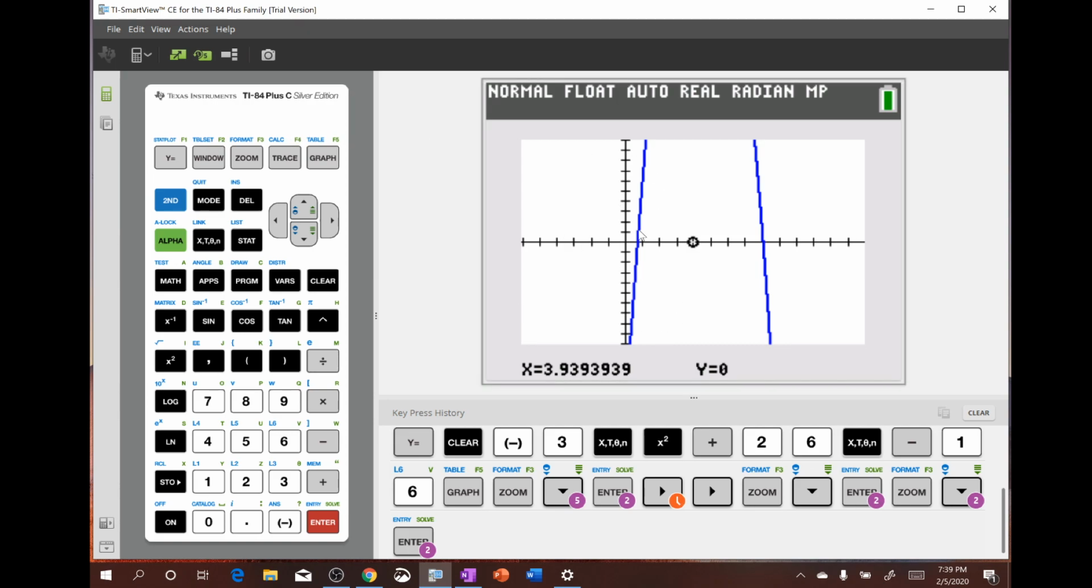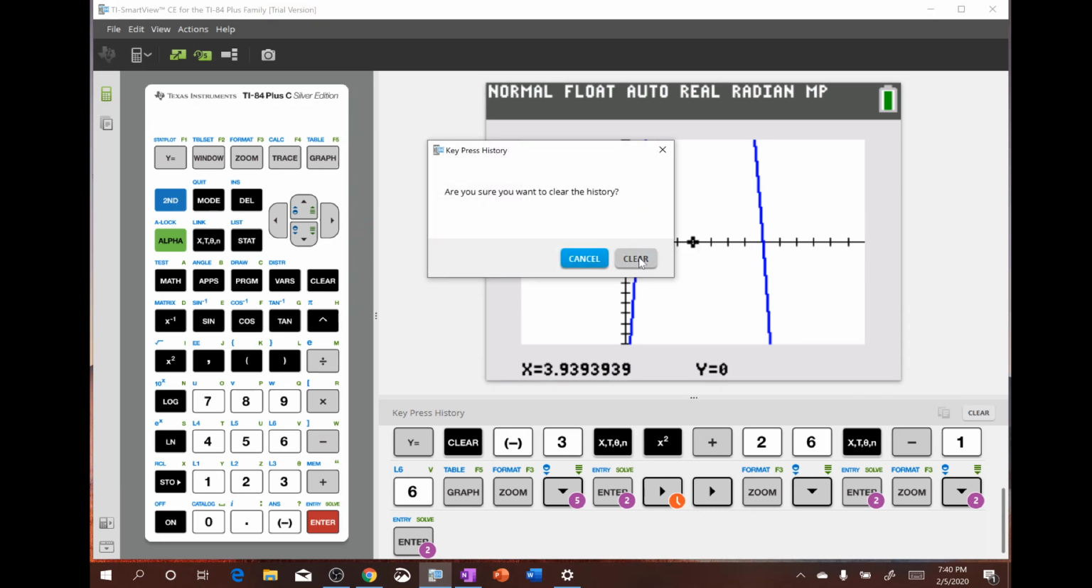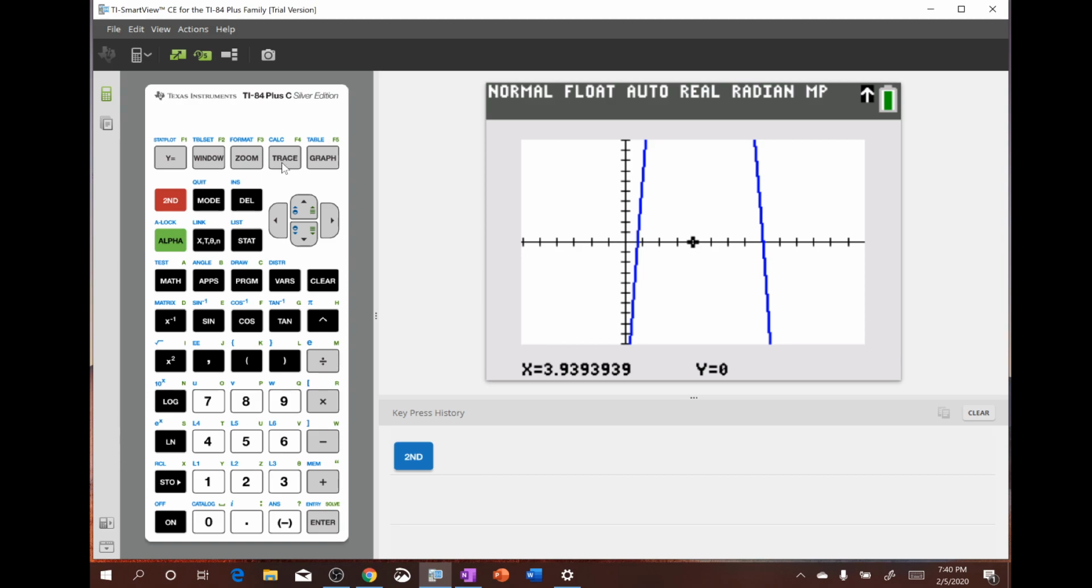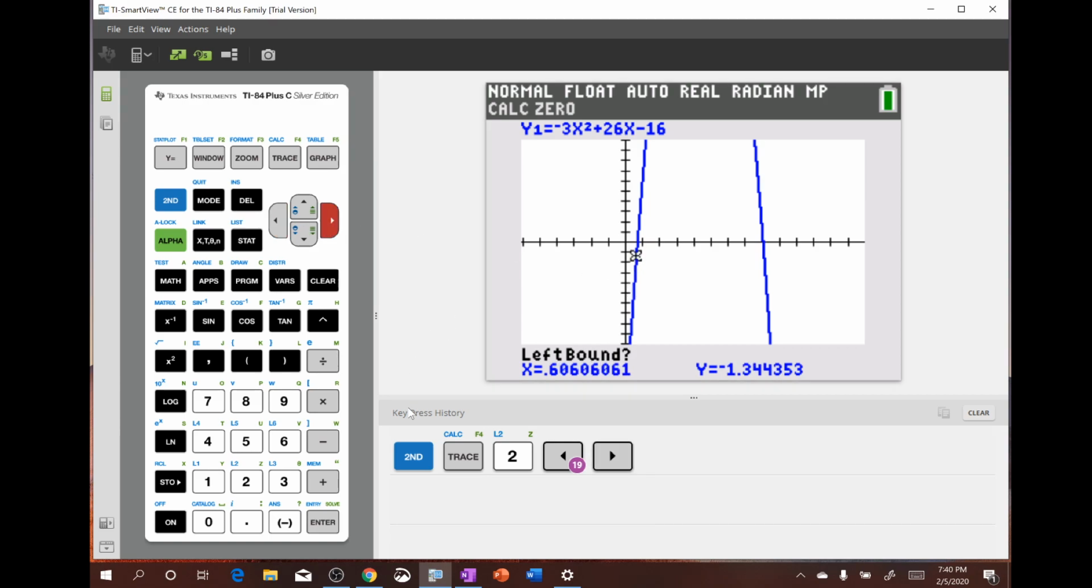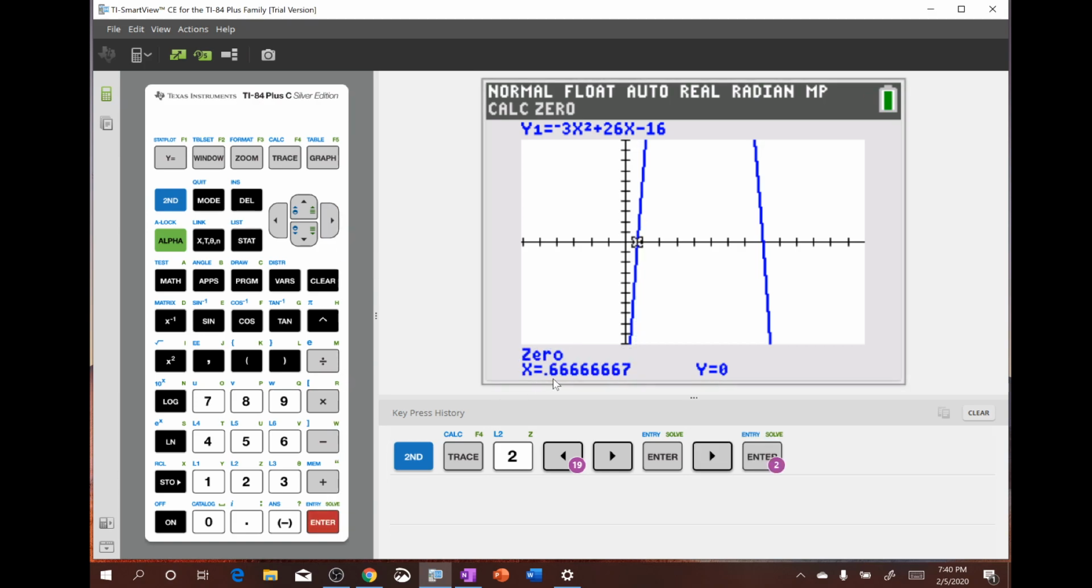Now, we're going to figure out where these things cross, and we're going to use that second. Let me clear the history here. We're going to hit second trace 2. And now we have to move this cursor to the left until we see that little dude right there. And we want to have the left boundary, so below the x-axis, hit enter. Right boundary above the x-axis, enter and enter. See, x equals 0.6666666. That's how you know you're right.